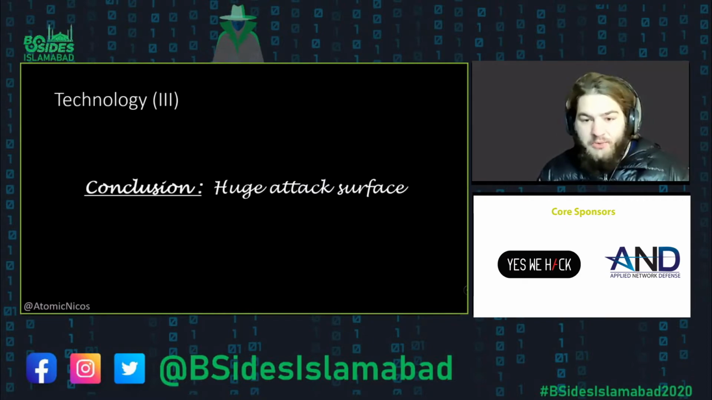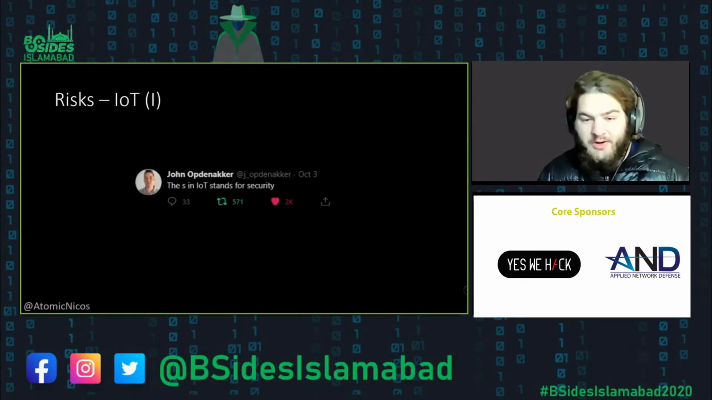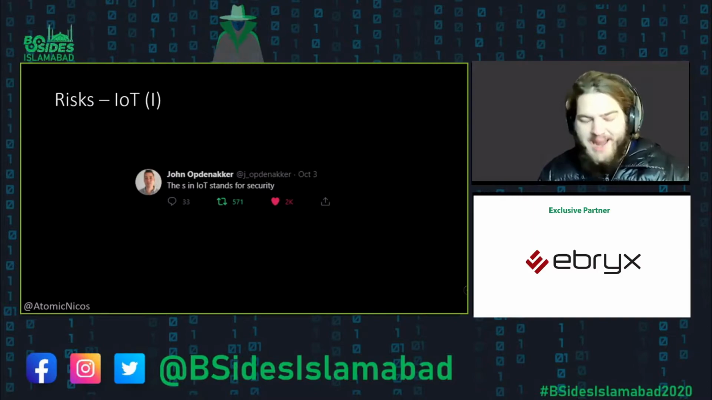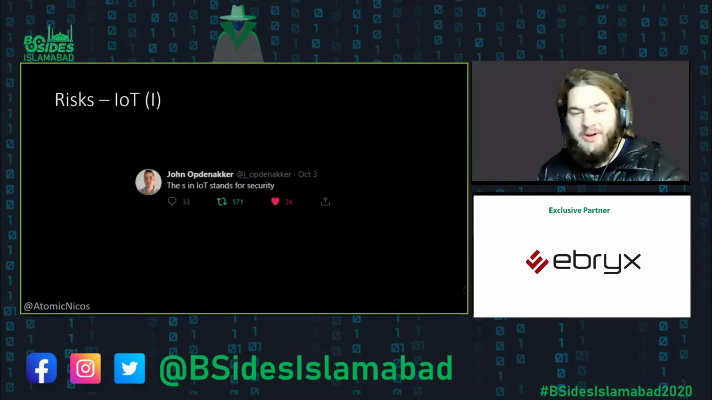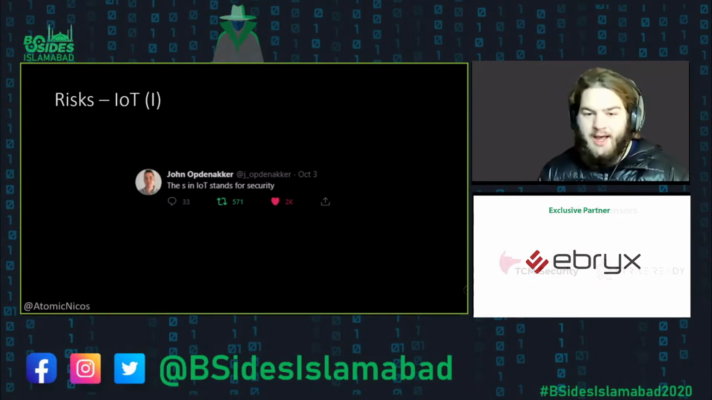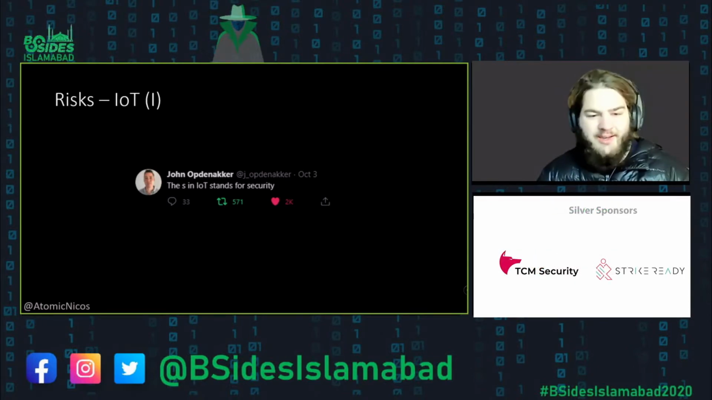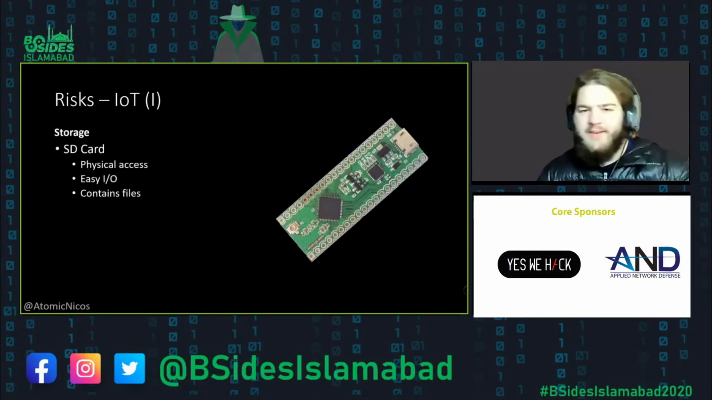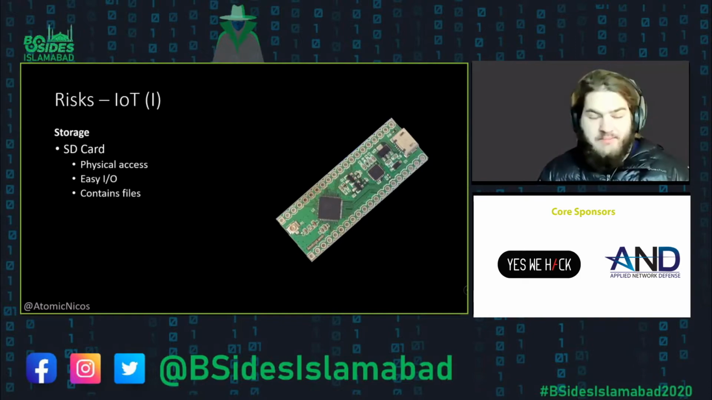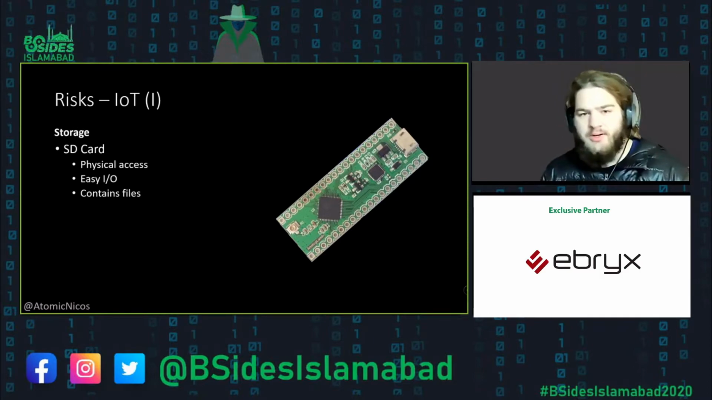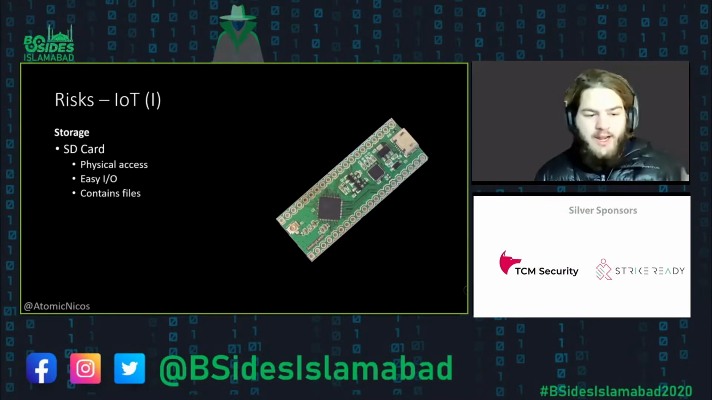Now, when we talk about risks in IoT, now that we've talked about technology, the one main rule is that the S in IoT stands for security. That meaning that there usually isn't any security. In terms of storage, usually your IoT device will have an SD card. An SD card is pretty simple. You just take it out, plug it into your laptop or into an adapter, and poof, you have physical access. It's pretty easy I/O. It contains files, sometimes files it shouldn't contain, and that's an issue.